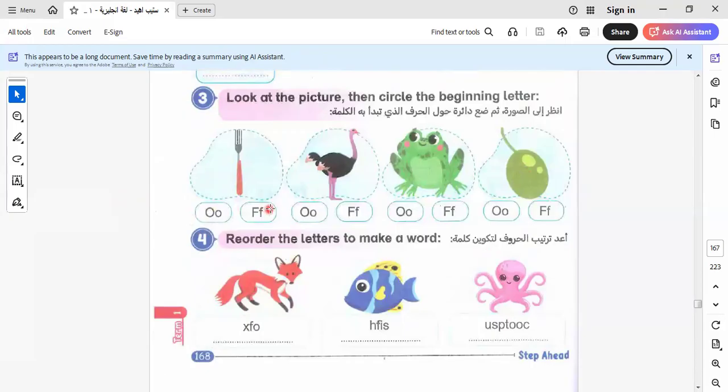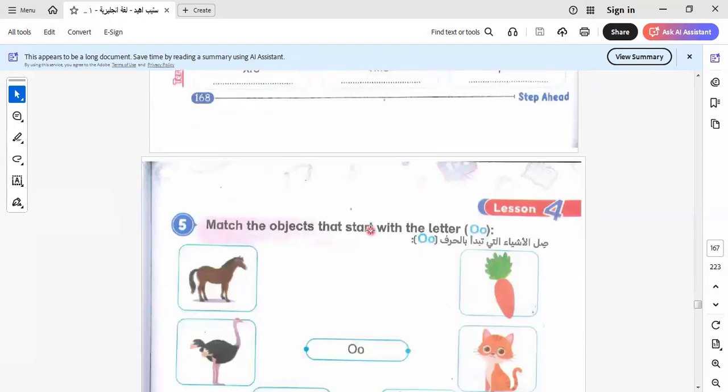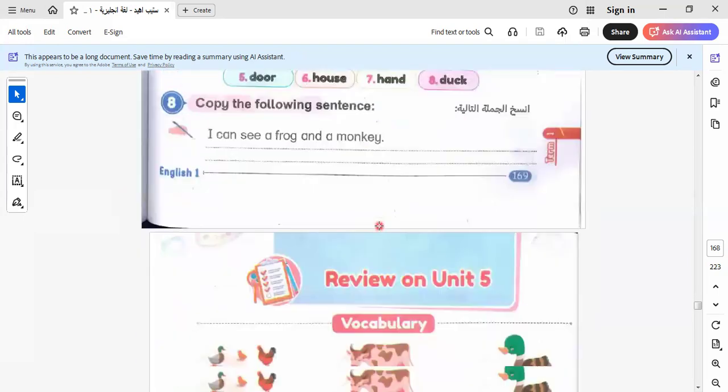Let's do this exercise together. What is this? It's four. So it started by what? By letter F. Ostrich started by letter O. The frog started by letter F. Olive started by letter O. I will leave this for you to do by yourself. You are clever to do this by yourself.